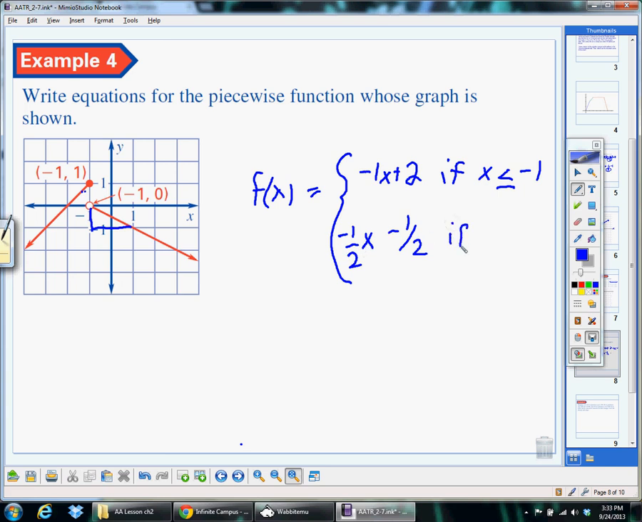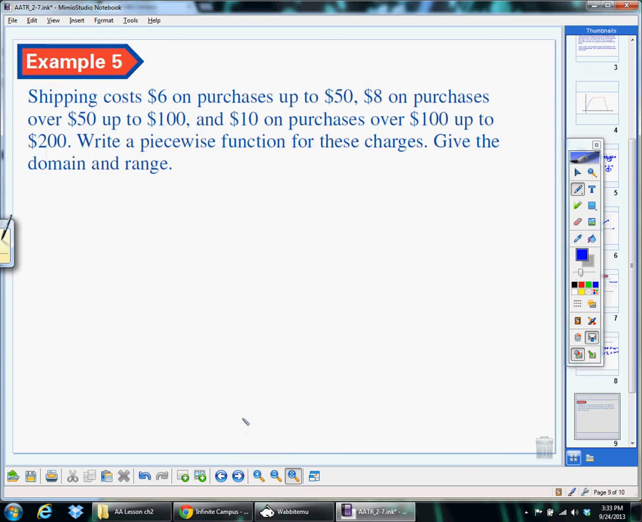Now, if x is bigger than, not equal to, because of the open circle, -1. How did I know it's -1? Well, look at the starting value. -1 is the x. The x conditionals, that's called a domain, the x's, that's what you need for these functions. All right, looking good. What about a story problem?